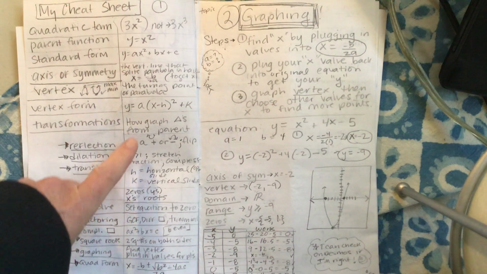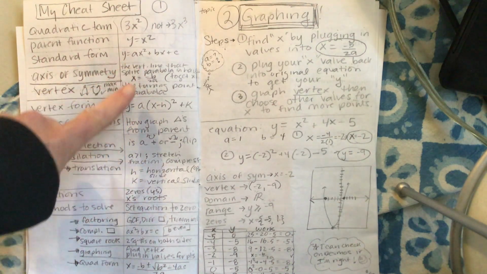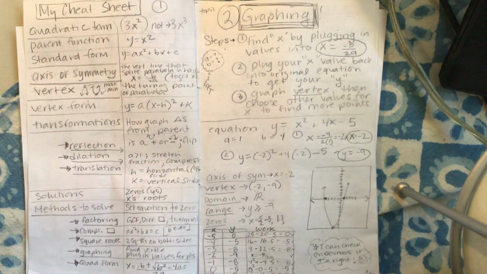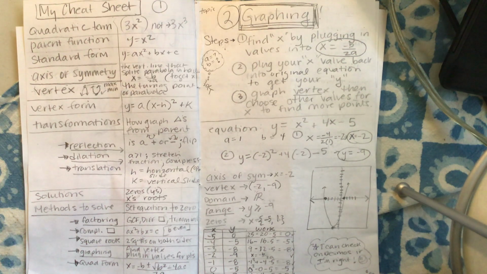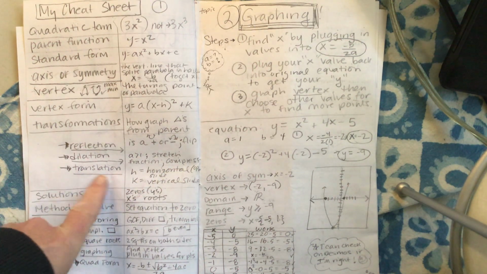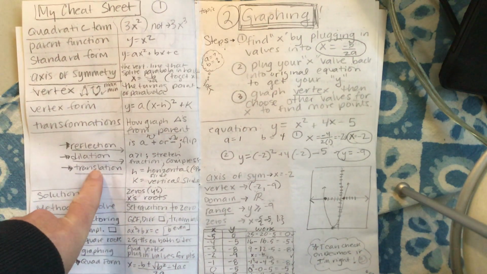A dilation, if I go back to my a value here, if I have a big a that's over 1, it's going to be stretched and thin. If it's a fraction, like maybe a is instead maybe a half, then I'm going to have compressed and fat. Right. Translation is SL, right, in that word.